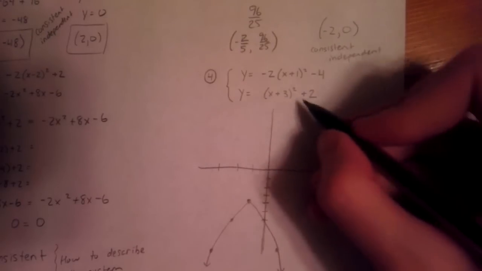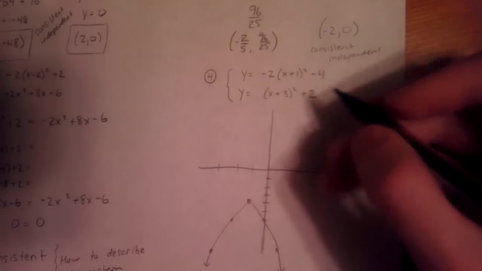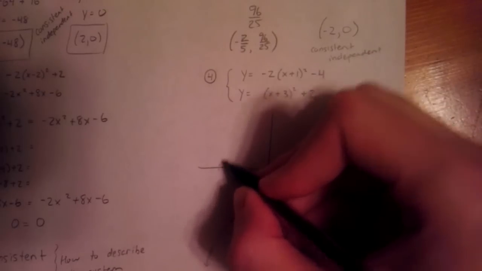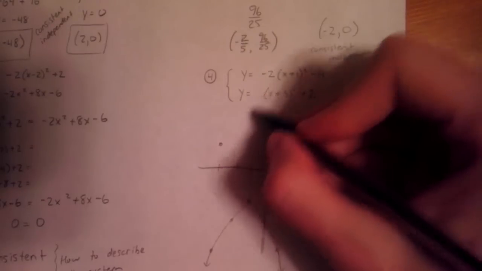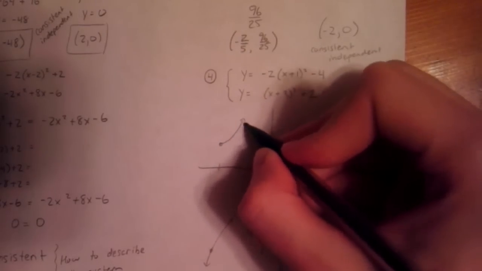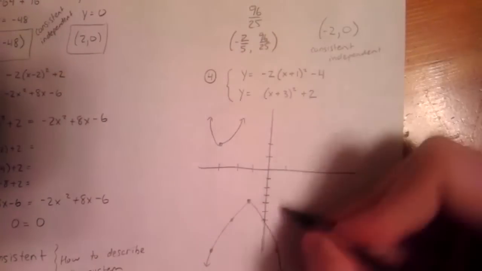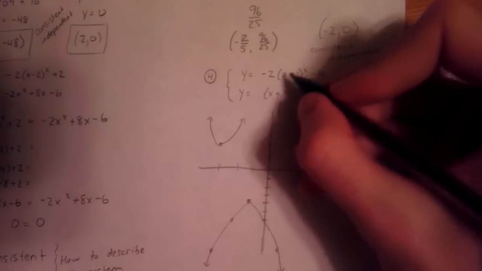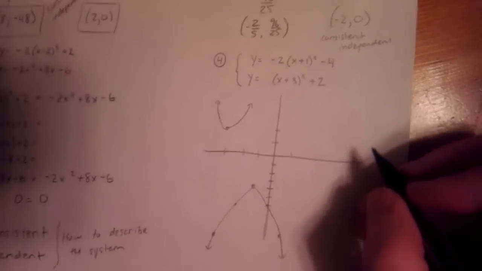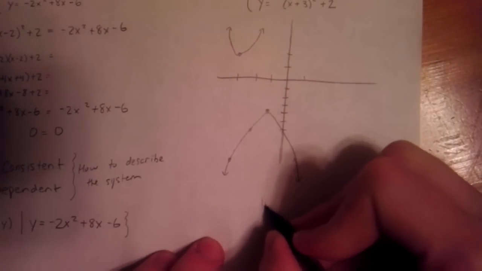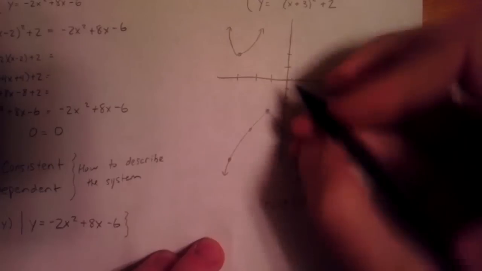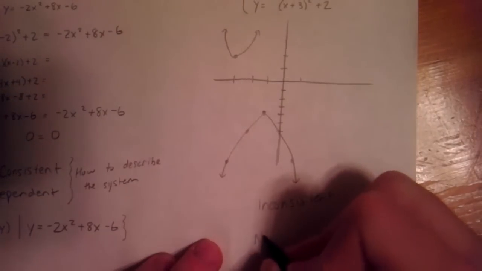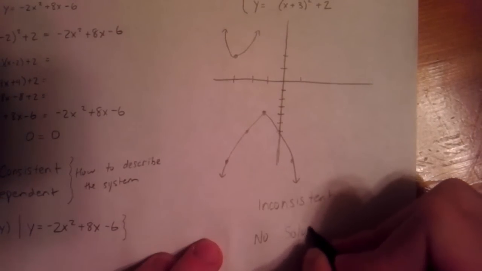The other graph, notice, is going to be shifted also to the left. It's going to the left 3 and up 2. But notice that it opens upward. So it's going to do something like this. And I can tell from the graph here that these two equations aren't going to cross at all. So this system would be called inconsistent, but the answer to the system would be that there is no solution.